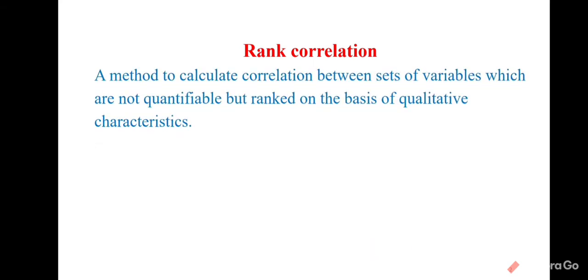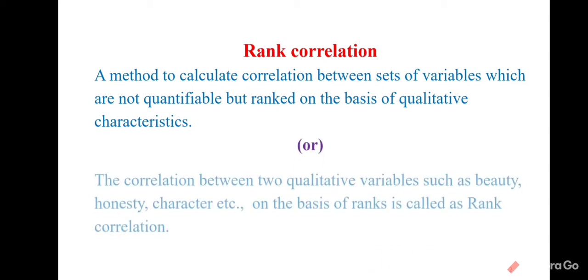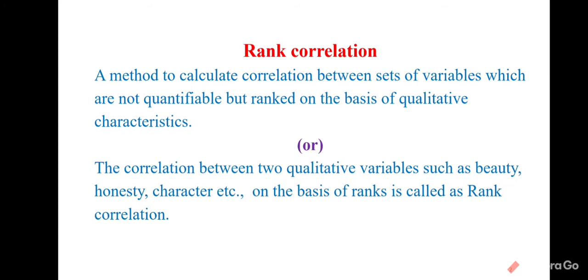Now what is rank correlation? Rank correlation, defined in a simple way, is the method to calculate correlation between a set of variables which are not quantifiable but ranked on the basis of qualitative characteristics. In other words, the correlation between two qualitative variables such as beauty, honesty, character, etc. on the basis of rank is called rank correlation. These are the formal definitions of rank correlation.